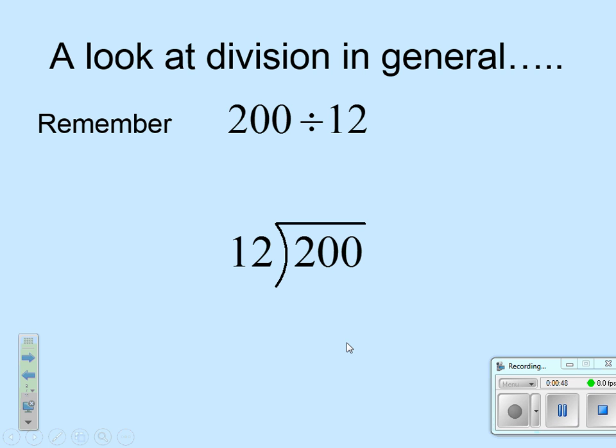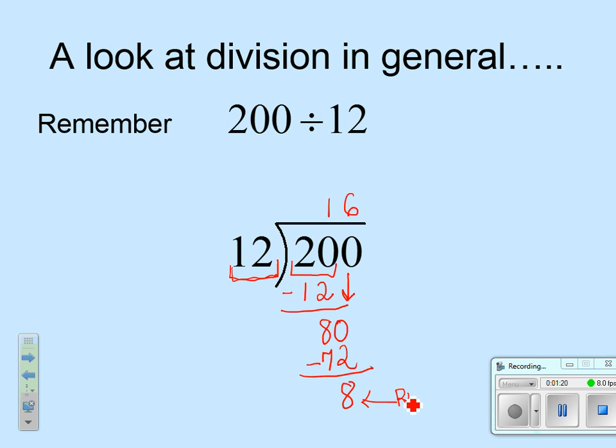And how did we do that? First we said how many times does 12 go into 20? Once. 1 times 12 is 12. 20 subtract 12 is 8. Bring down the 0. How many times does 12 go into 80? 6. 6 times 12 is 72. 80 subtract 72 is 8. So we said the answer to this problem is 16 with an 8 remainder.